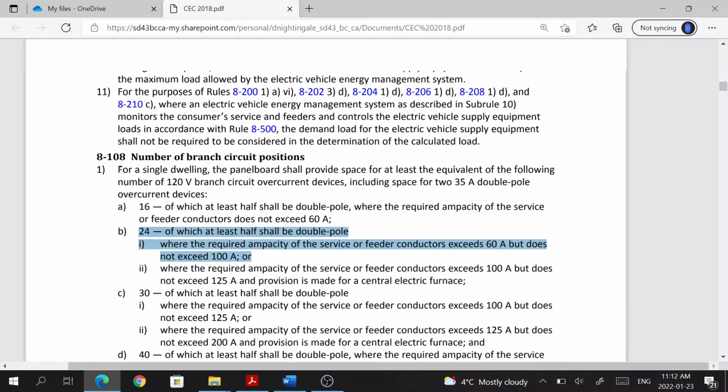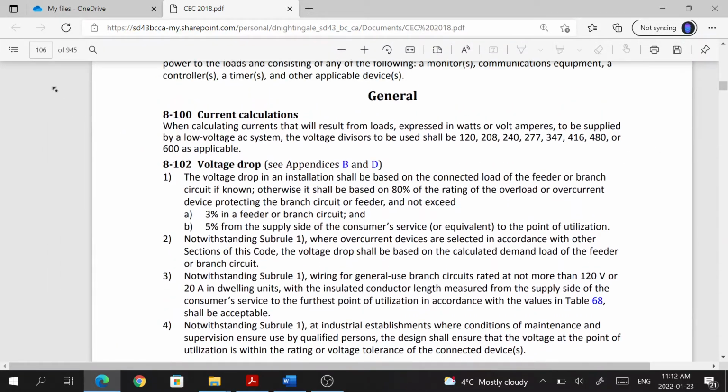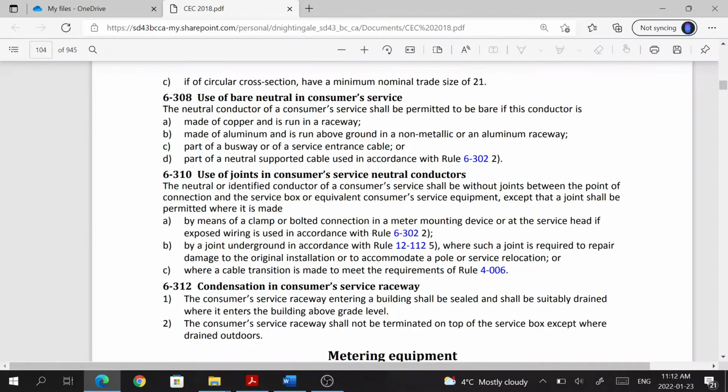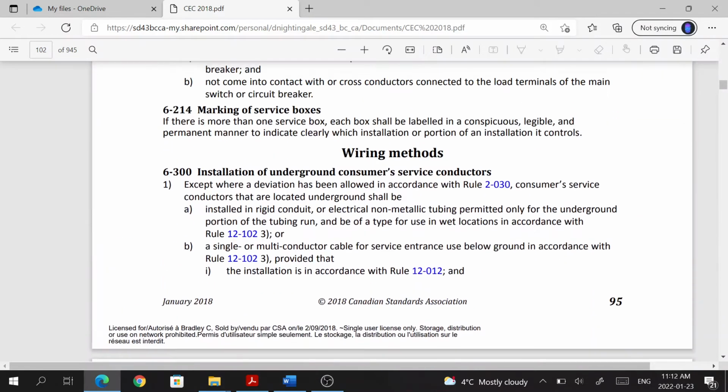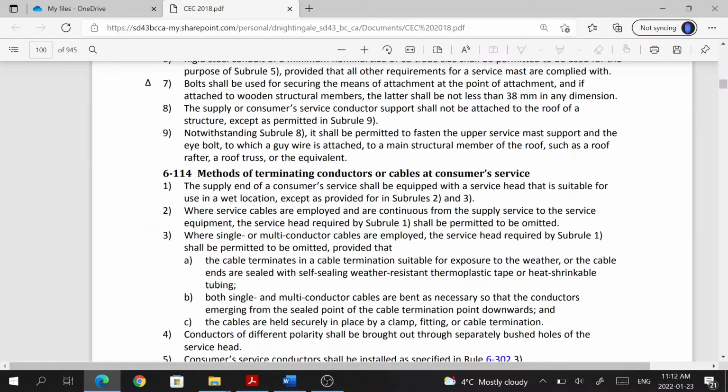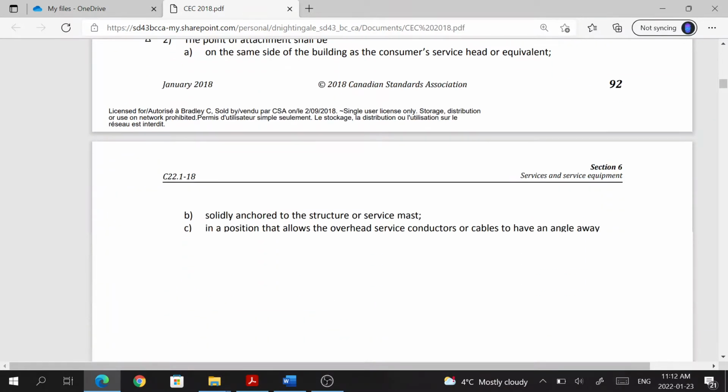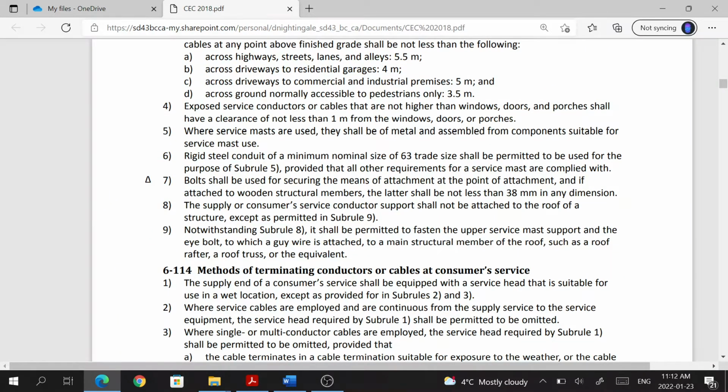So let's just take a look at that real quick. 6-112. A rigid steel conduit of a minimum nominal size of 63 trade size shall be permitted to be used for purposes of subrule 5, provided that all the requirements of the service mast are complied with. Where service masts are used, they shall be metal and assembled from components suitable for a service mast. So this indicates that trade size 63 is appropriate, and that's going to be 2.5 inches in diameter.